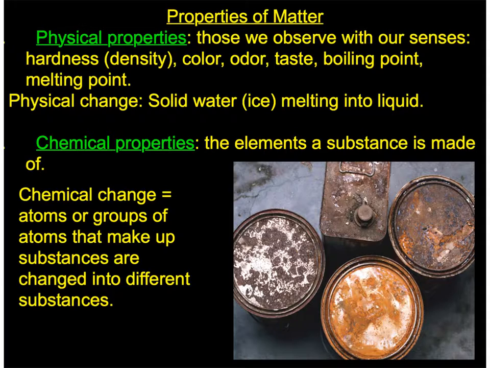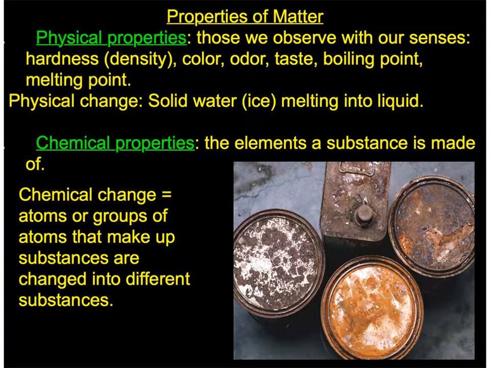Physical properties and chemical properties. So a physical property, think of it like, stuff that you can observe directly. How does it look? What color is it? How hard is it? Will it cut a diamond, or will a diamond cut through it? What does it smell like? Does it have a taste? What's its boiling point? What's its melting temperature?